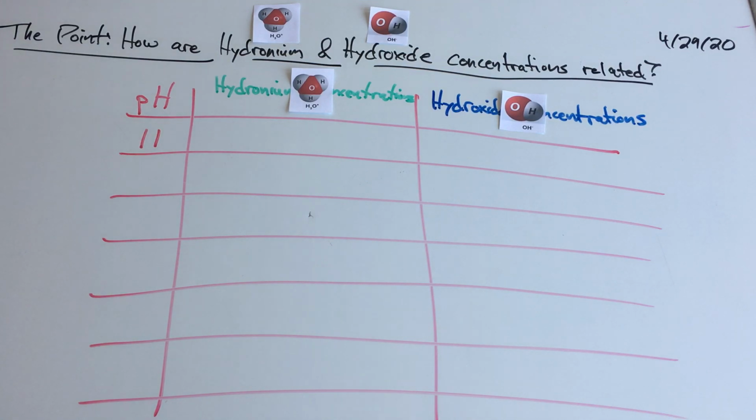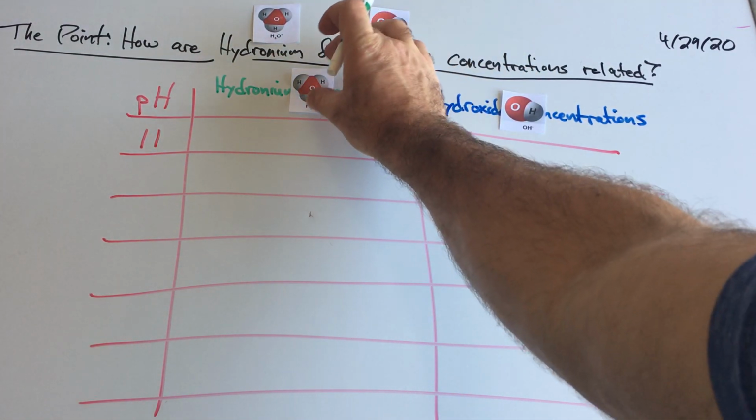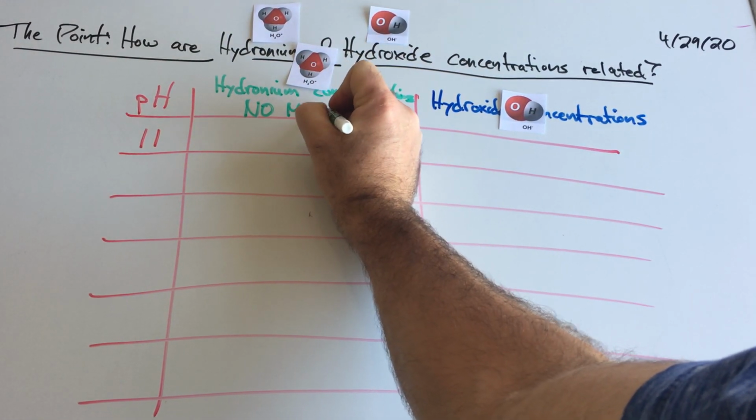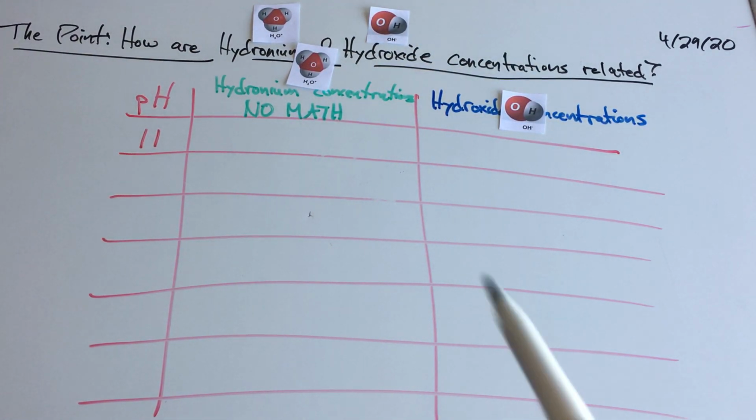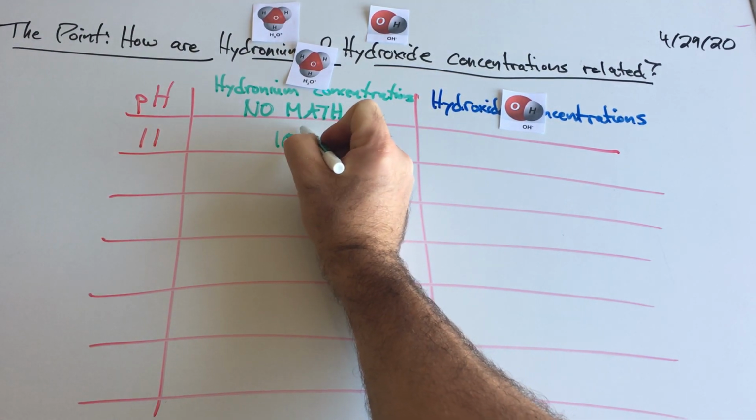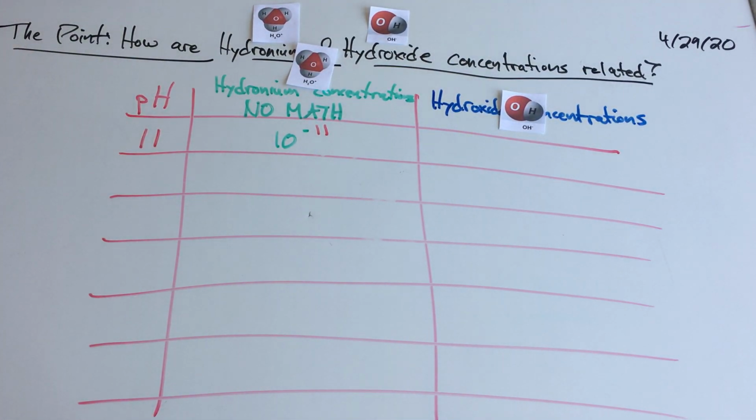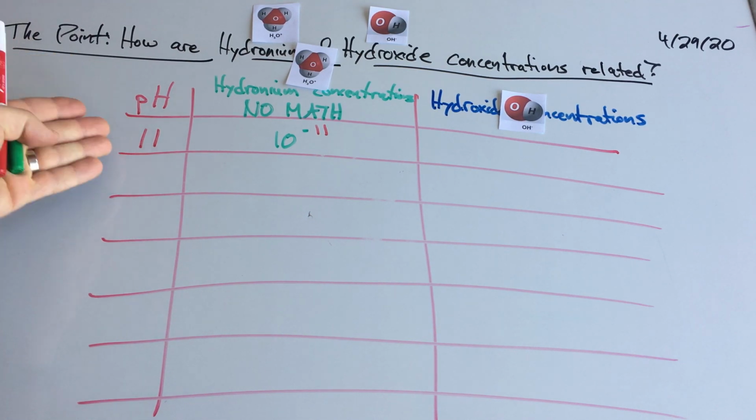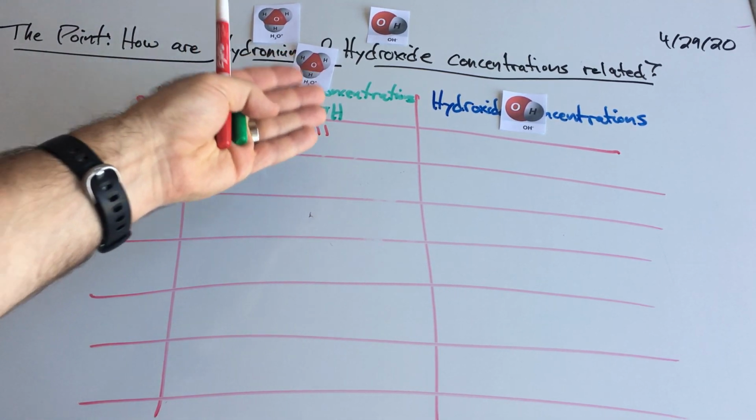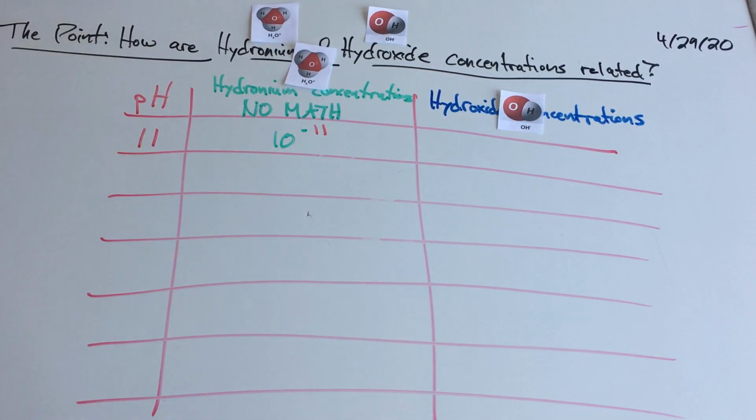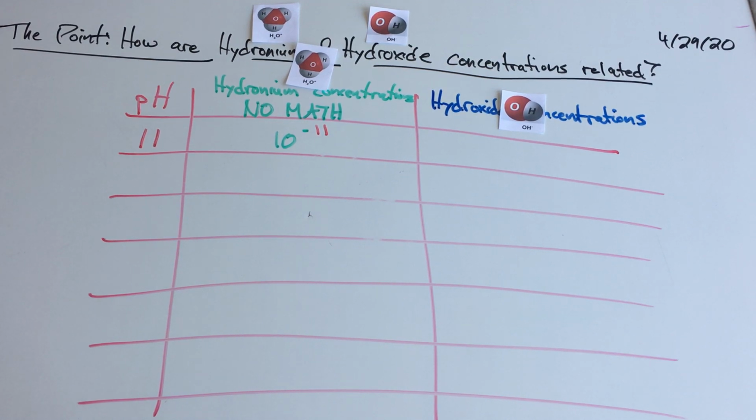Now again, this is the no math. So I'm going to move this up a little bit so I can write no math. There is no math that happens here. I simply write 10 to the negative 11. That's it. There's no math. A pH of 11 is shorthand for a hydronium concentration of 10 to the negative 11. That's what pH means. It's just so I don't have to continually say hydronium concentration of 10 to the negative. I just say pH.